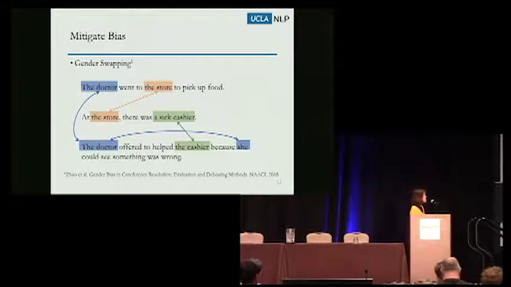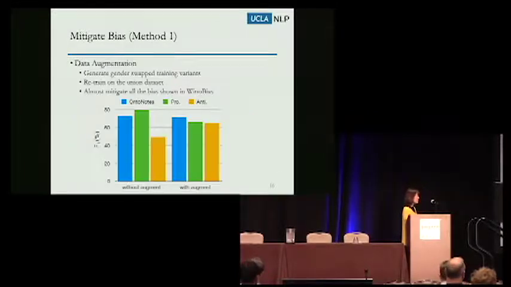This technique was proposed in our last paper. Given a sentence with one gender-related word, we keep all the context the same and change the gender-related word to the opposite gender word. All the correct links in this sentence stay the same. We can get a gender-swapped variant for this instance. Our mitigation method is based on this technique.